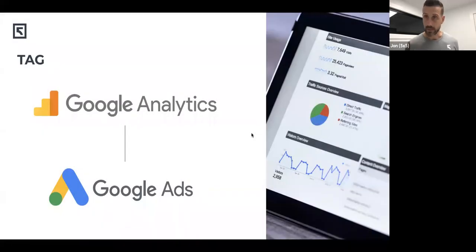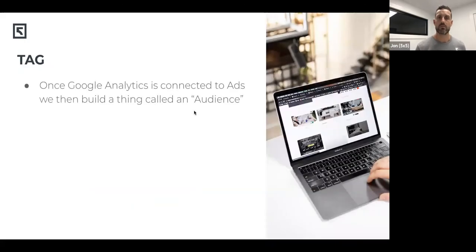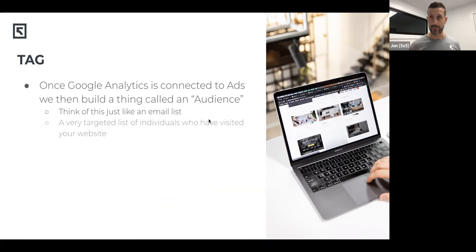From a tagging perspective, if you're a website owner, you should have Google Analytics installed, 100%. Then through Google Analytics, we connect Google Analytics to the Google Ads ecosystem. And Google Analytics, anyone who's been into Google Analytics knows there is so much depth to that, which makes it really, really awesome. We are building a thing in Google Analytics called an audience. And think about this as like an email list. It's basically a group of people that have done some stuff on your website.